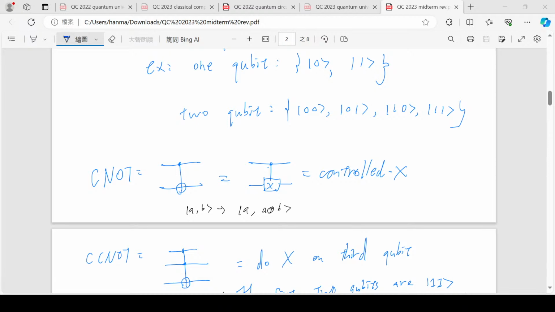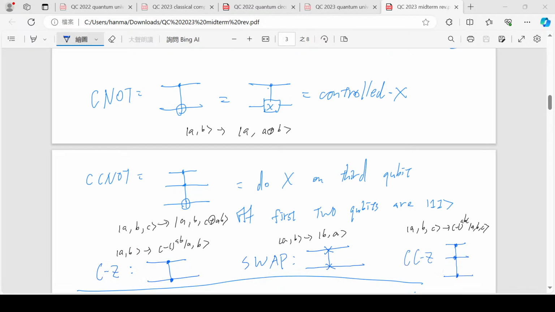Okay, so for review, CNOT is defined as this thing, so it's a controlled X. So if the first qubit is 0, then you apply nothing, and if the first qubit is 1, you apply X on the second qubit. And you can think about why X on the computational basis. So (A, B) becomes (A, A plus B). Okay, so you add the first qubit to the second qubit.